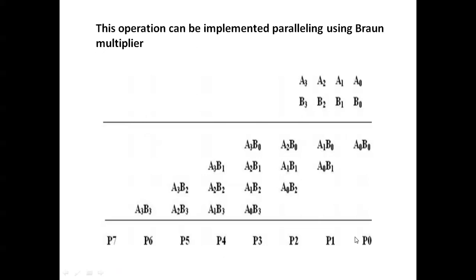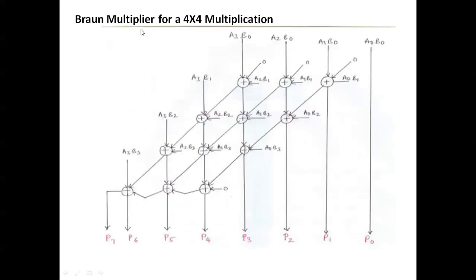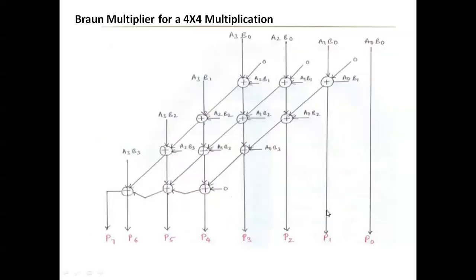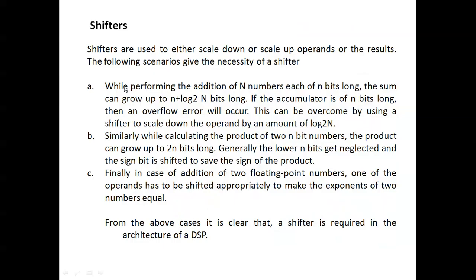So this is the product of the multiplier, and finally you will get the value. For example, this is a 4 cross 4 multiplication array multiplier. The same structure is given, so the array multiplier 4 cross 4, and then the result will be obtained like that.